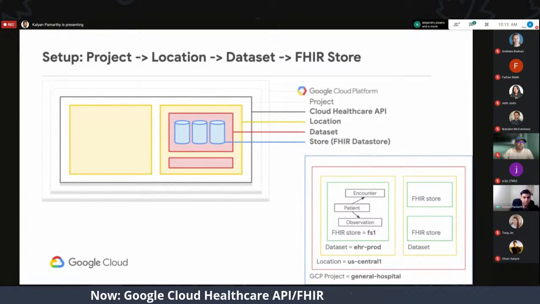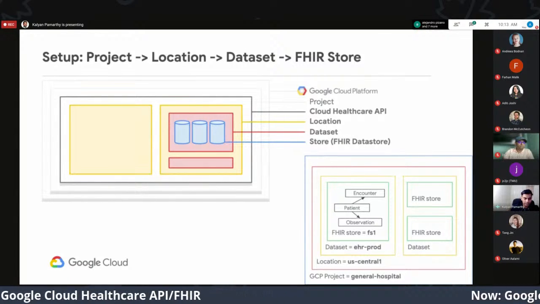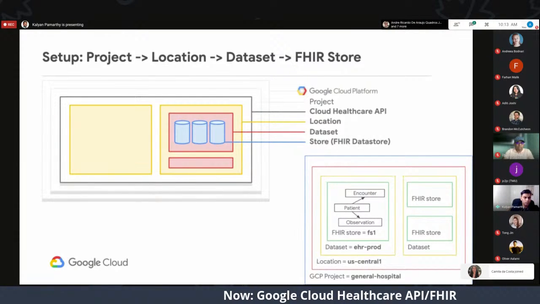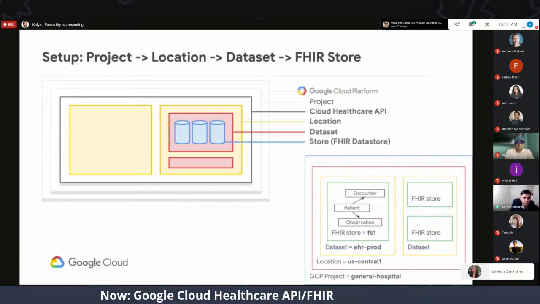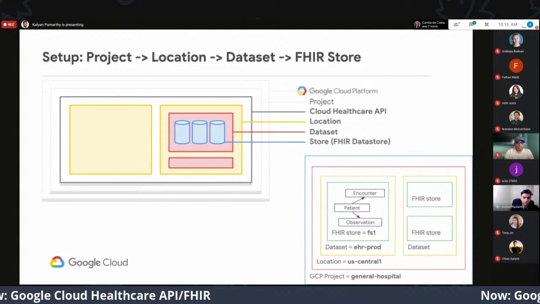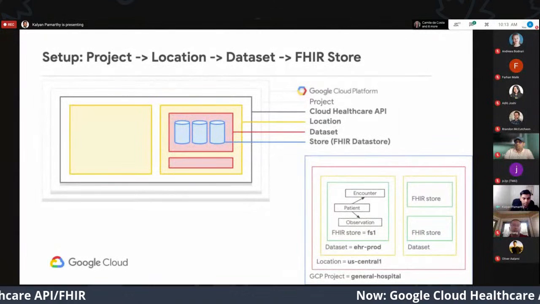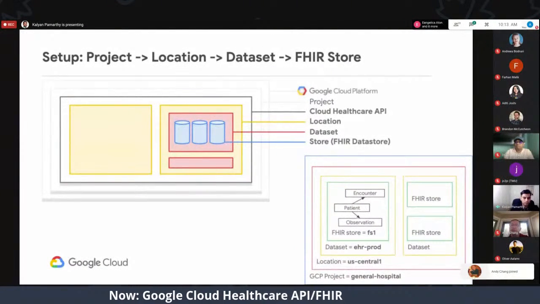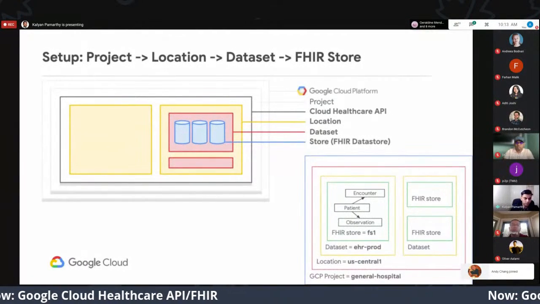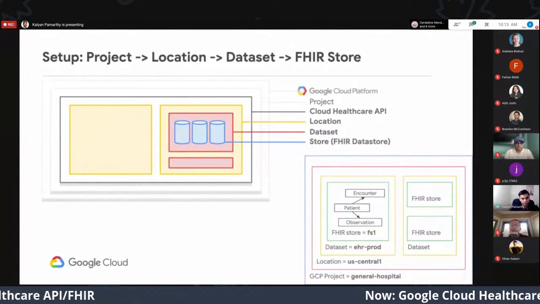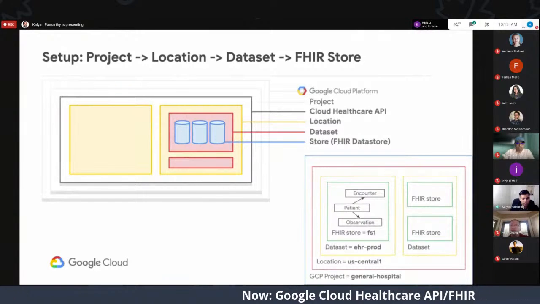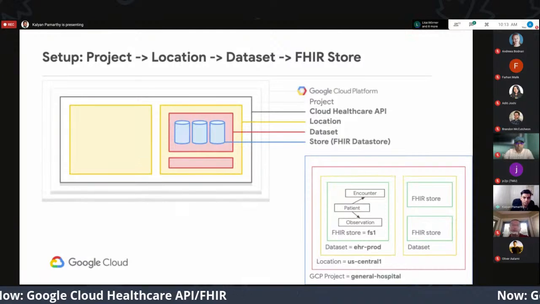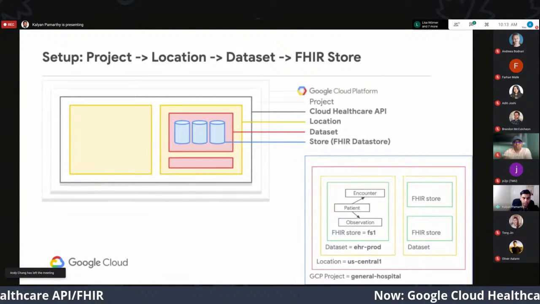Now, once you're in a project, you're working with the Cloud HealthKit API, and then you can define which region you want your HealthKit API and FHIR data to be working on, right? And this is common with setting up your cloud infrastructure. I mean, you want your data and processing to be close to each other and in the region where you want your data to stay for regionalization compliance, for example.